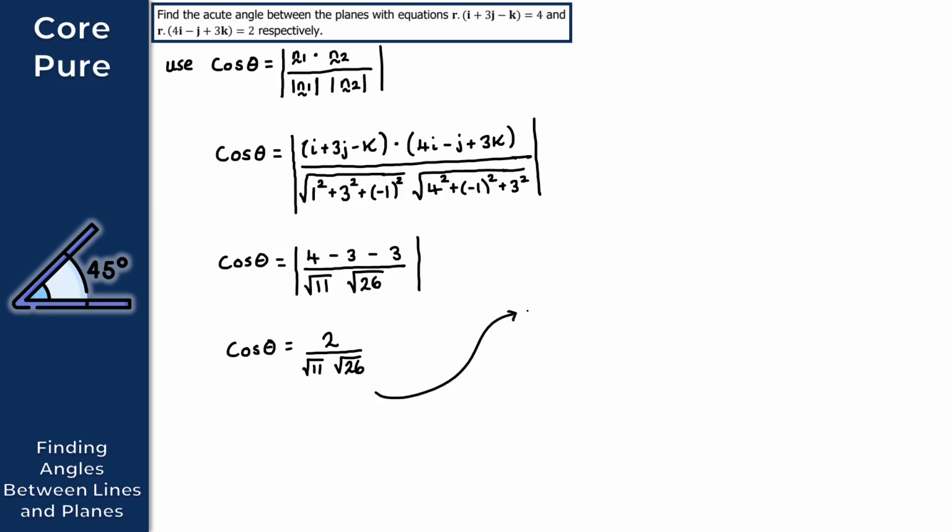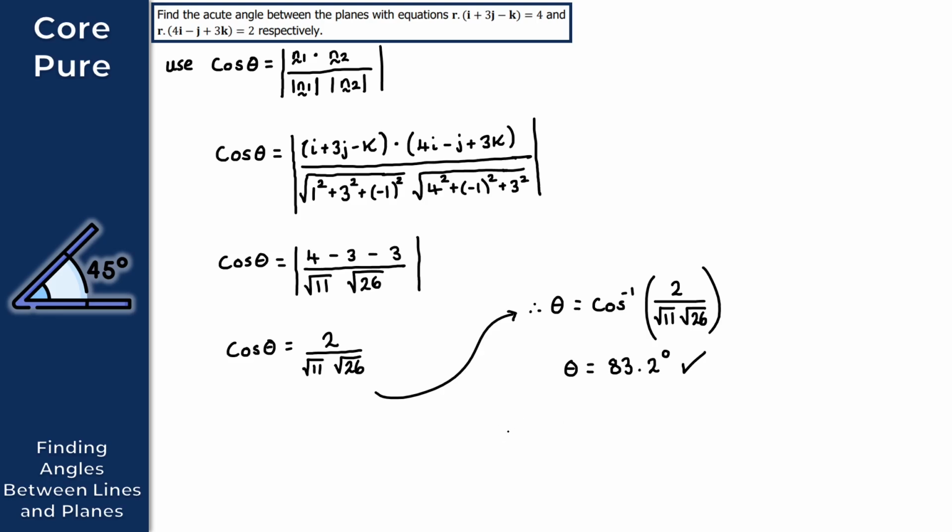If we just want to find theta, all we do is take cos inverse of both sides. So theta is equal to cos inverse of 2 all over the square root of 11 times the square root of 26. So all we need to do is use our calculator to evaluate this. If we round this to 1 decimal place, we get theta is 83.2 degrees. Okay, and there we have it.